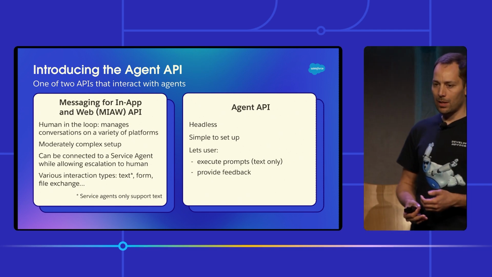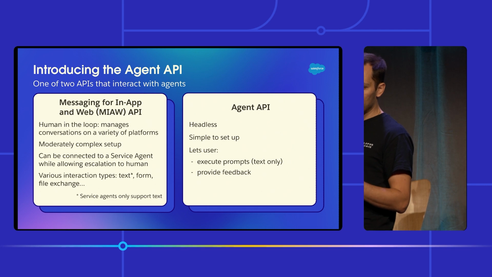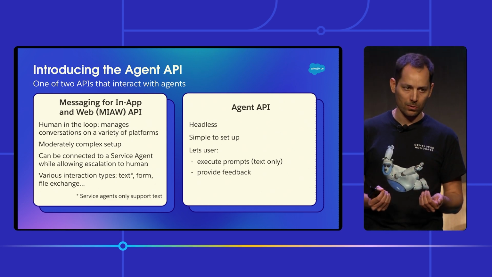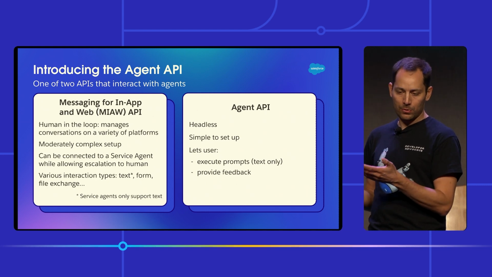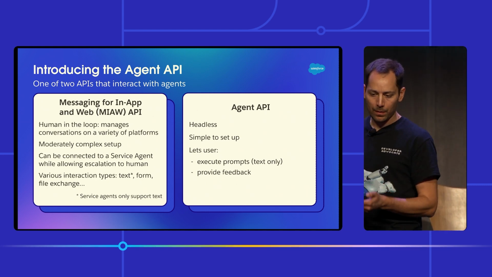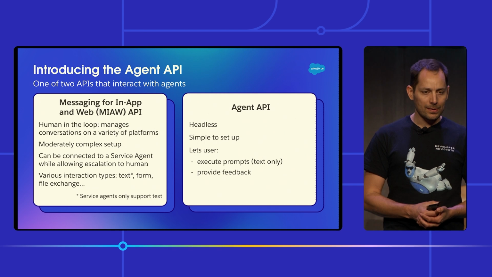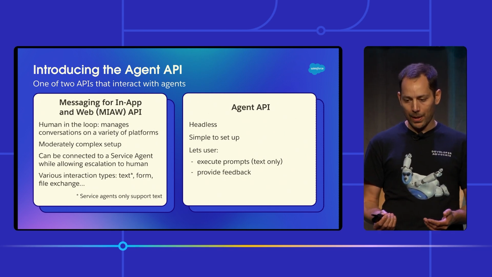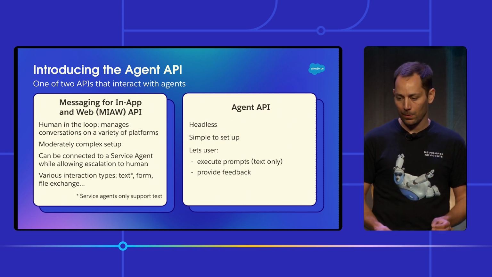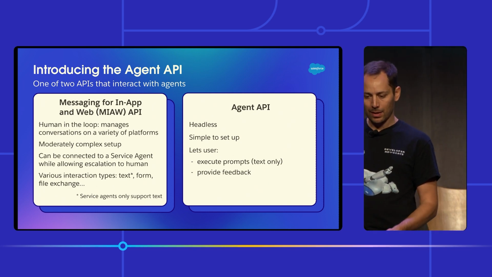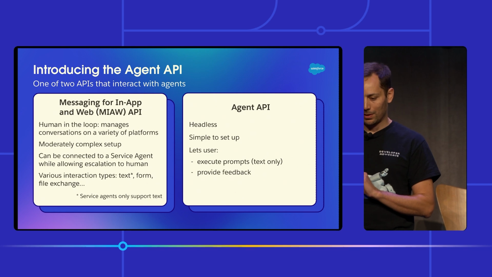First of all, the Agent API is truly headless. It's not designed necessarily to be used within a user interface. You don't have a chat interface to use it. You can use it with a pure server-to-server integration if you need to. The Agent API is also very simple to set up. Unlike the MIAW API, you don't need to create flows. You don't need to do a lot of configuration. It's really as simple as a two-step process, as we'll see. I don't want to spoil it, you'll be seeing more details later.